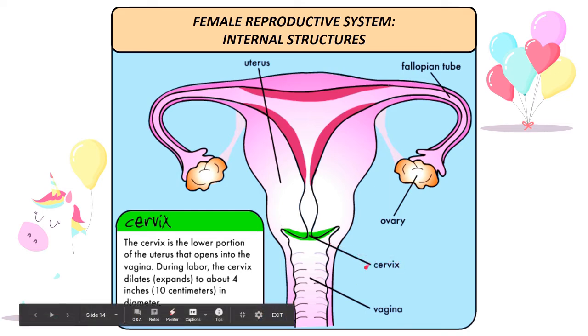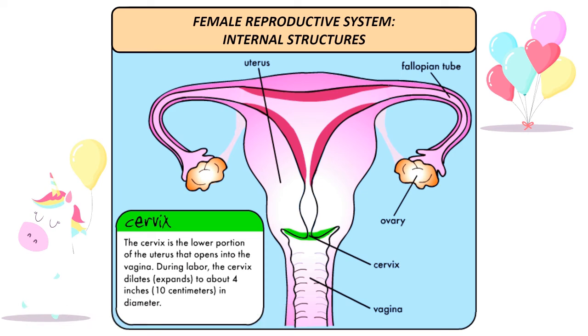Cervix also means neck. If we study the skeletal system, the neck is also called cervix. But here, the cervix that we're referring to is the narrowing of the uterus.